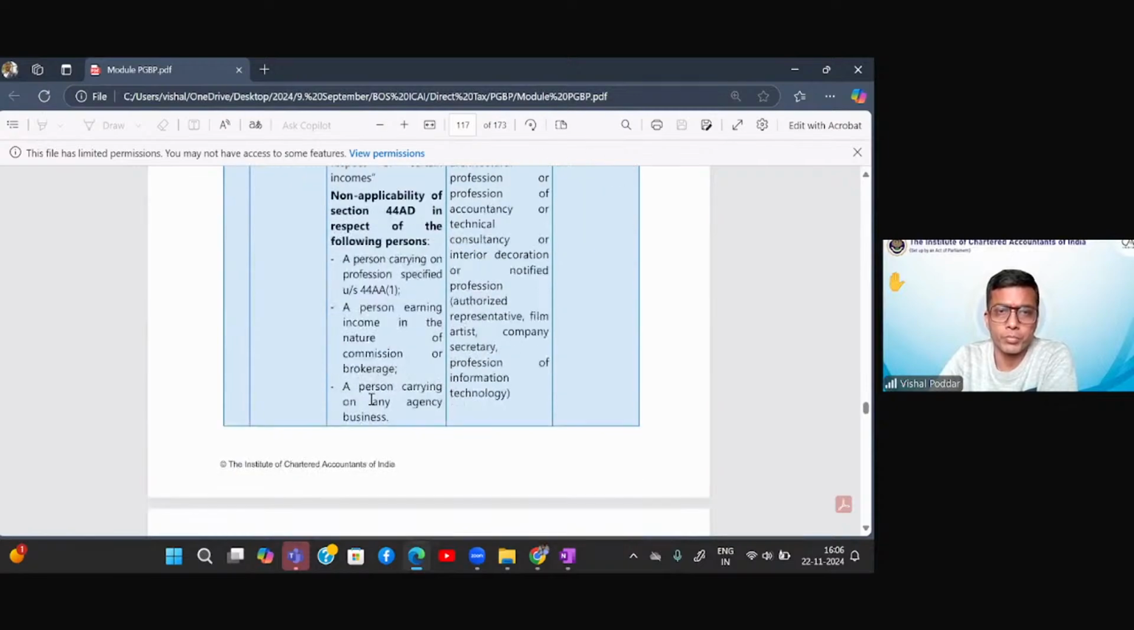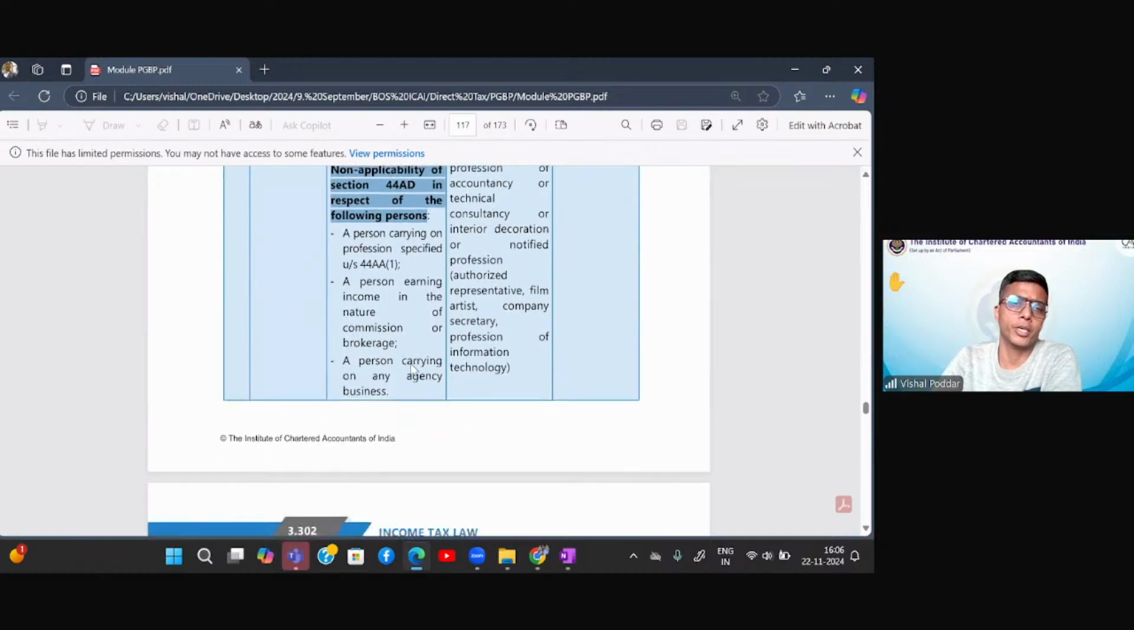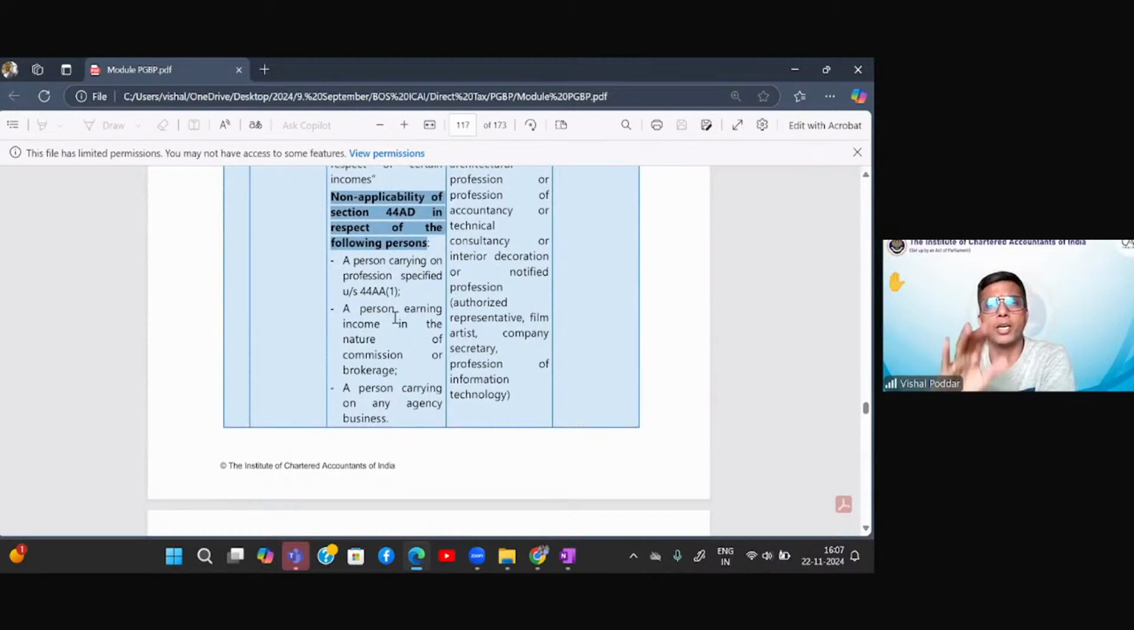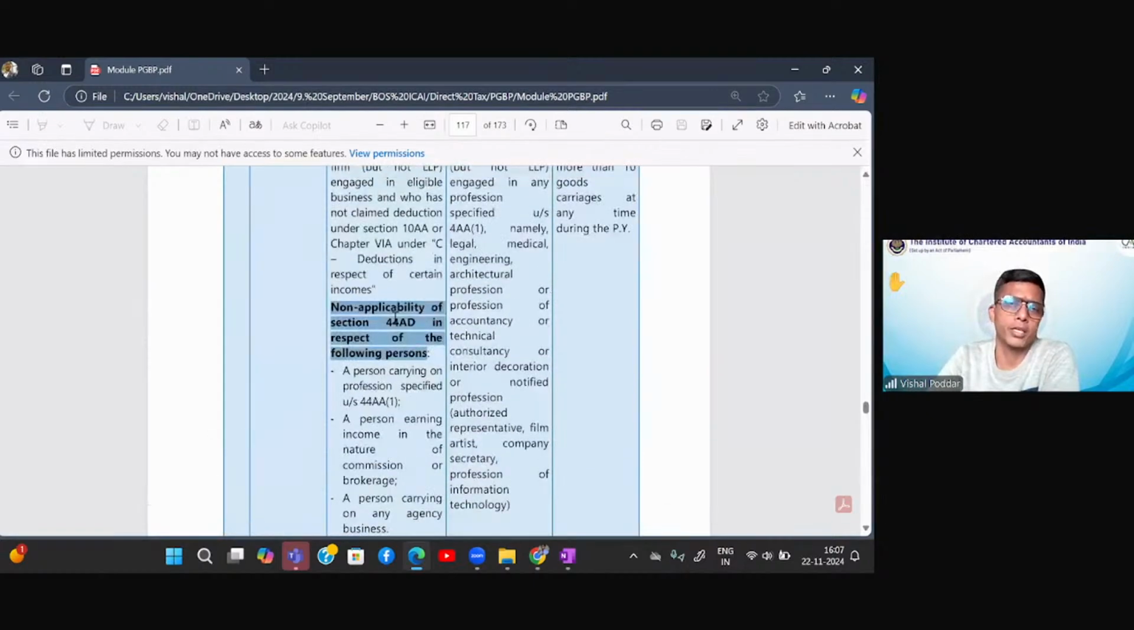Now, this section is also not applicable to those businesses which are, one, covered in specified profession, because already we have a separate section. Two, persons earning income in the nature of commission or brokerage. So you're an agent. Three, a person carrying on any agency business. So second and third are both relating to brokerage and agency. So these are the three persons who are not eligible for 44AD section.